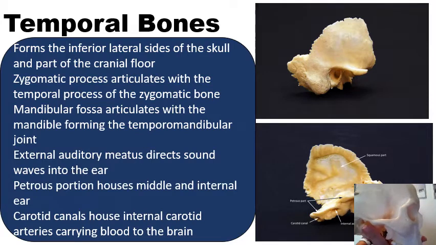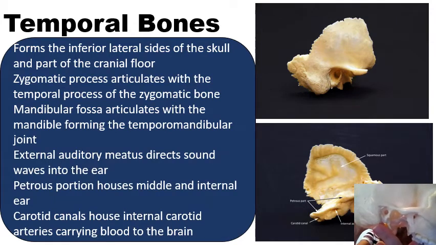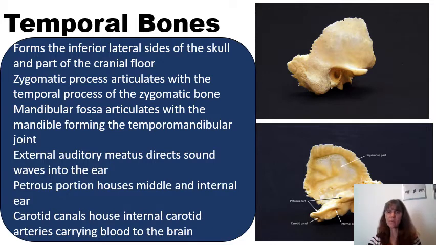We can see the external acoustic or external auditory meatus, this hole right here. And then there's a big lump right here. This lump is the mastoid process of the temporal bone. The mastoid process is important because that will form an attachment for a muscle called sternocleidomastoid, which we'll learn about when we get to muscles.